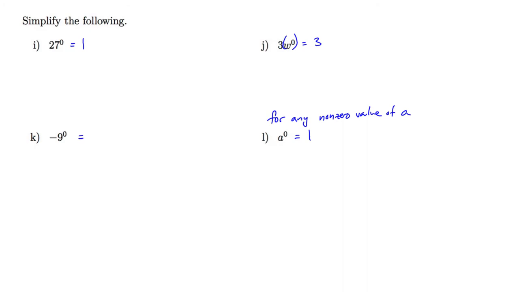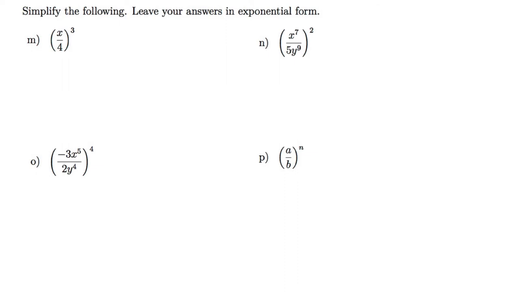In part K, negative 9 to the 0, again you want to remember the 0 exponent only applies to the 9, so 9 to the 0 will become 1, but it doesn't impact that negative. So our answer for part K is negative 1. This is called the zero exponent rule. Any non-zero real number raised to the 0 power is going to be equal to 1. In parts M through P, we'll investigate the third and final rule for division and exponents.